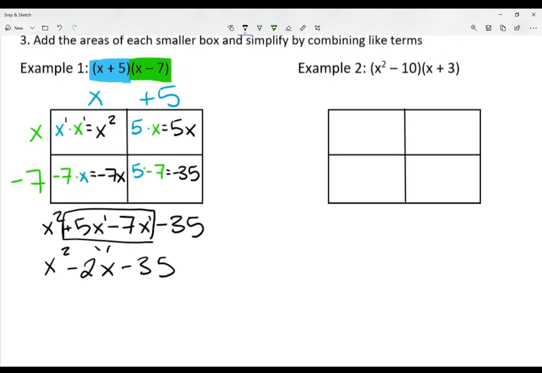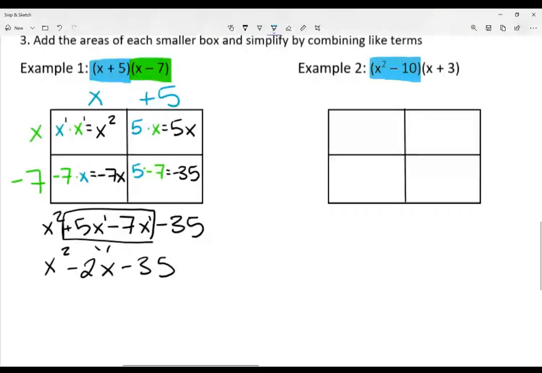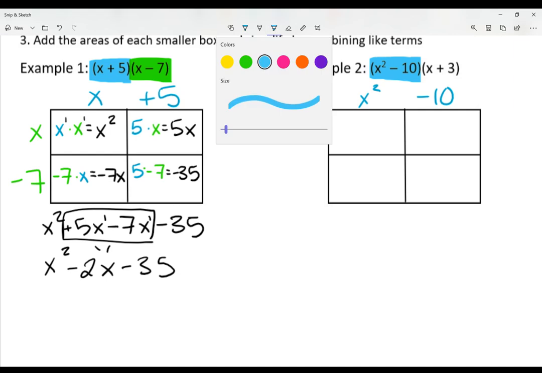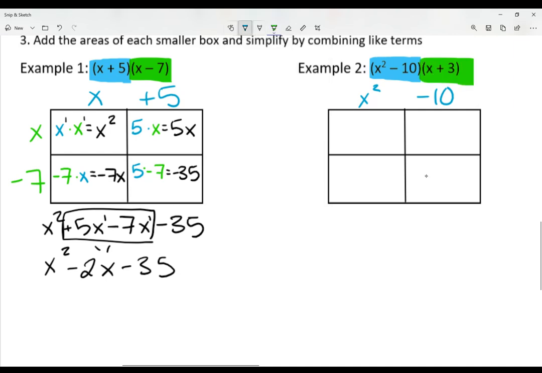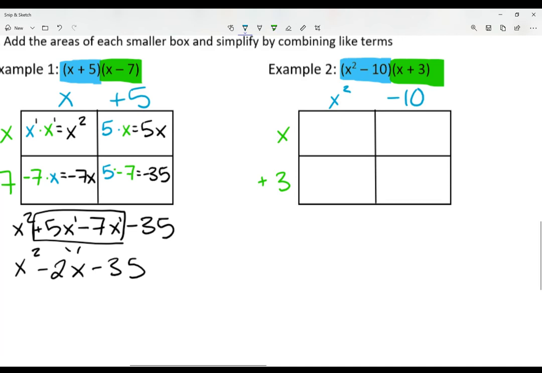All right, let's look at example number 2. Same process. X squared minus 10. So x squared goes to this box. Minus or negative 10 goes to there. X plus 3. We got x plus 3. And now let's do our multiplication. We got x squared times x. We add these exponents and we get x cubed.